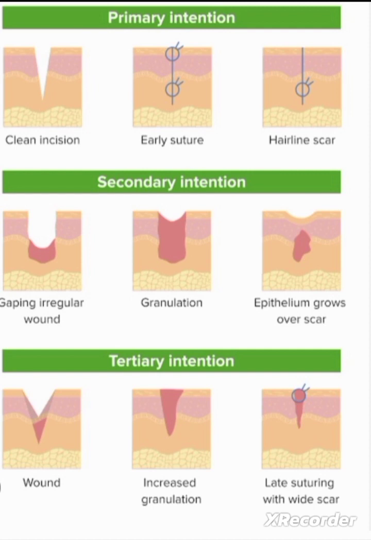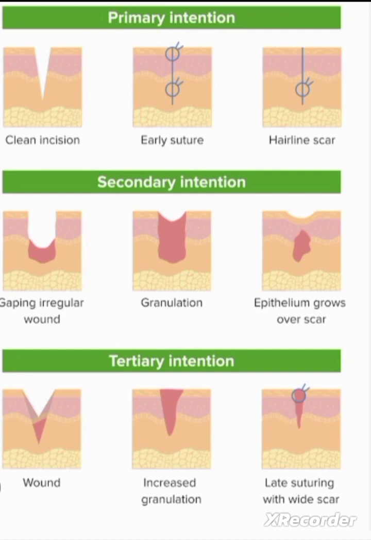Here the epithelium grows over the scar, so that's why the scar will be somewhat thicker in secondary intention. There will be marked loss of tissue, so granulation tissue formation is needed, and the wound edges need more time in order to close the area.